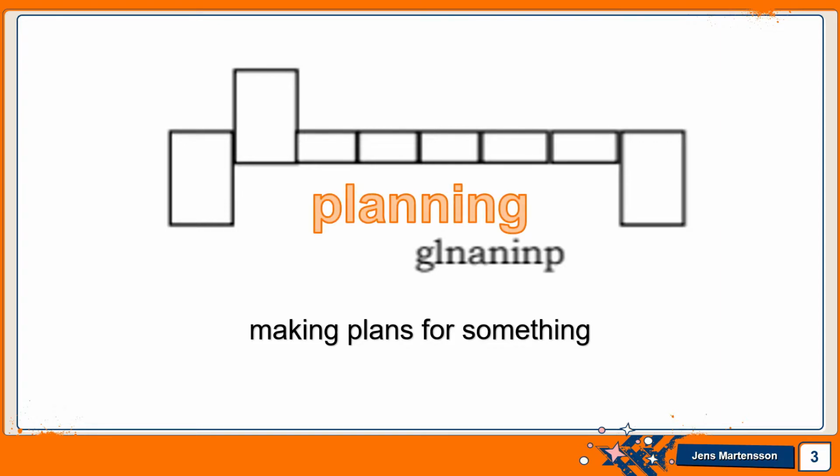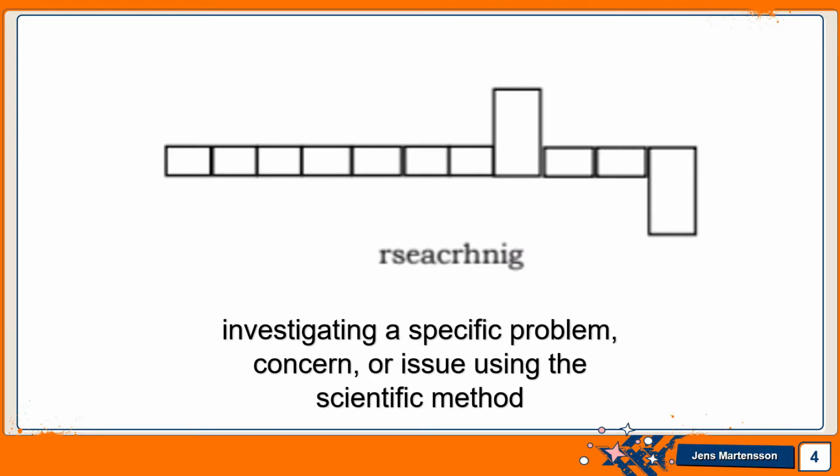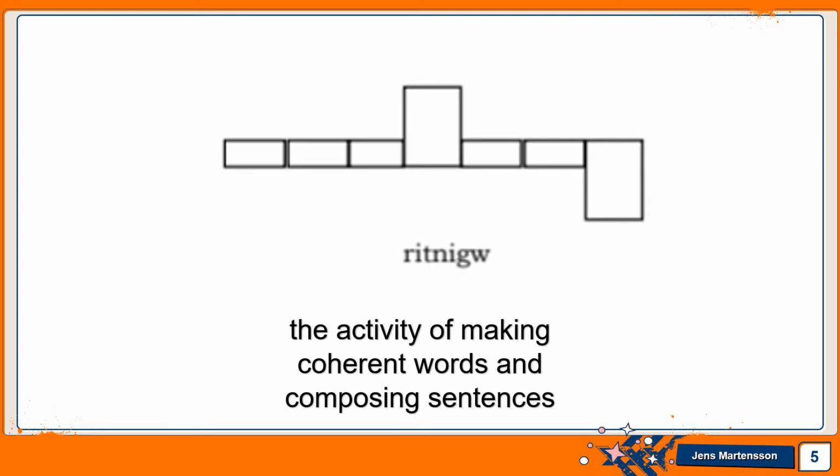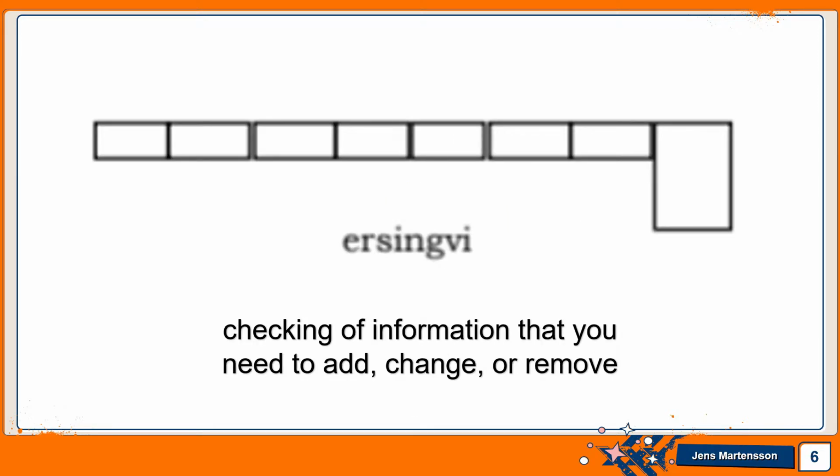We have planning. It is investigating a specific problem, concern, or issue using the specific or the scientific method. We have researching. It is the activity of making coherent words and composing sentences. Writing. Checking of information that you need to add, change, or remove. Revising.